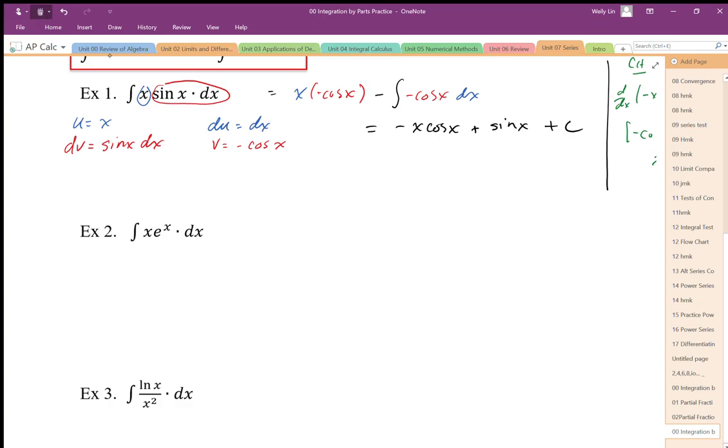So when we choose the parts, again, we want to choose the dv part where the dv is going to be the hardest part of this that I can integrate. And that's going to be the most complicated part there. So we're going to use that as our dv. And that makes x our u.